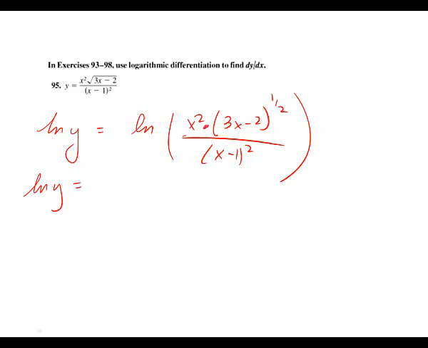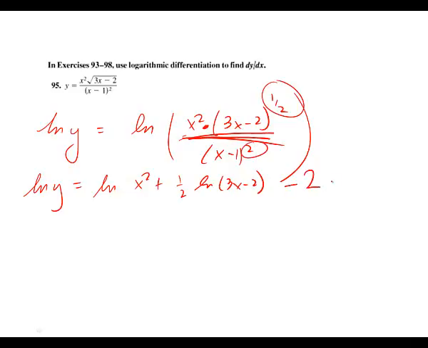So what does the multiplication turn into? Addition. And I'm going to take that exponent and put it out front. So plus 1/2 natural log of 3x minus 2. And then the division turns into subtraction, and I'm going to take the exponent and put it out front. So minus 2 natural log of x minus 1. Now that's not so bad to take the derivative of.